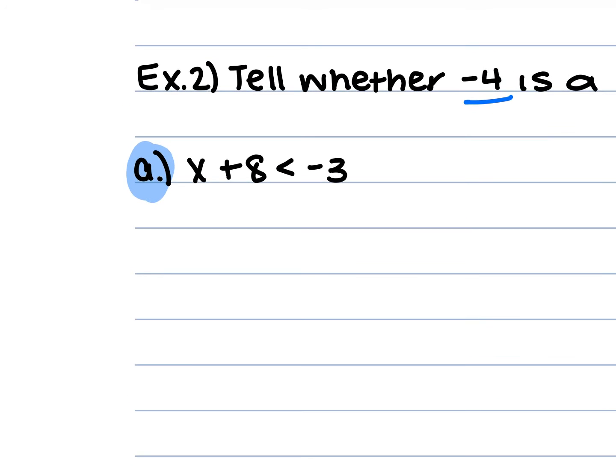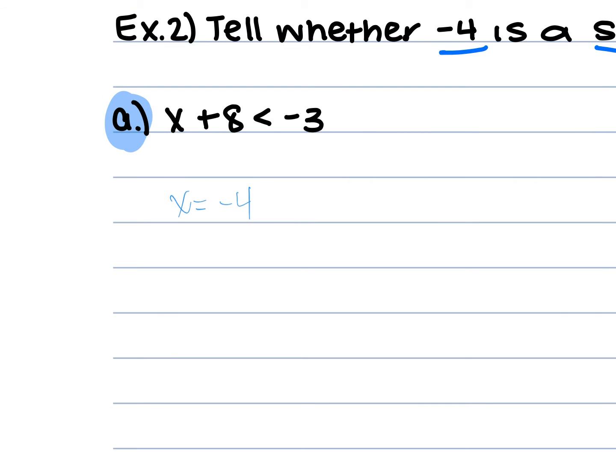Okay? So we're going to set x equal to, what did we say? -4, right? Wherever I see x, I'm going to plug in a -4. And I'm always going to plug in with what around the number? Parentheses. So we're going to plug in -4 plus 8 is less than -3. Do you guys see how I did that? Are there any questions on that step?